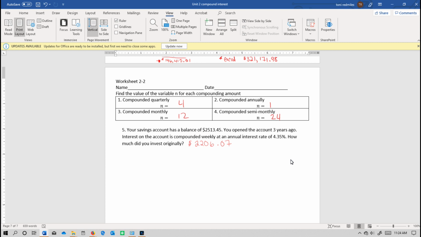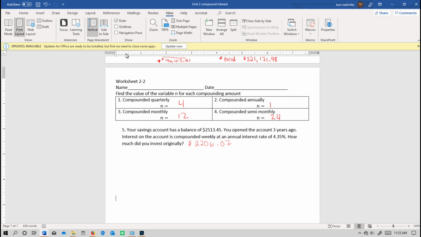All right, so compounded quarterly, you have to ask yourself, how many times will that happen in a year? Quarterly means 4, happens 4 times in a year. If I say compounded annually, I'm talking about just 1 year, so that would be 1 time. Compounded monthly, well, there's 12 months in a year, so I'm going to do it 12 times. And compounded semi-monthly means twice in a month. 12 months times 2 will give me 24.